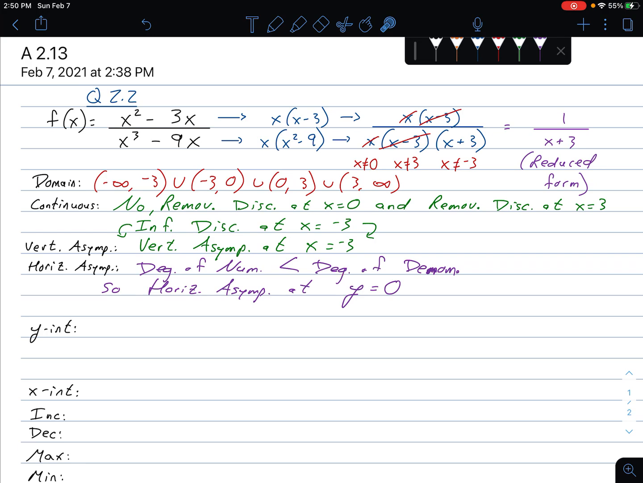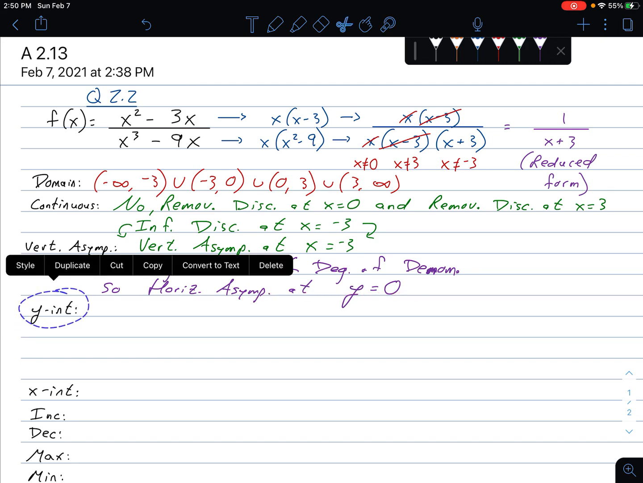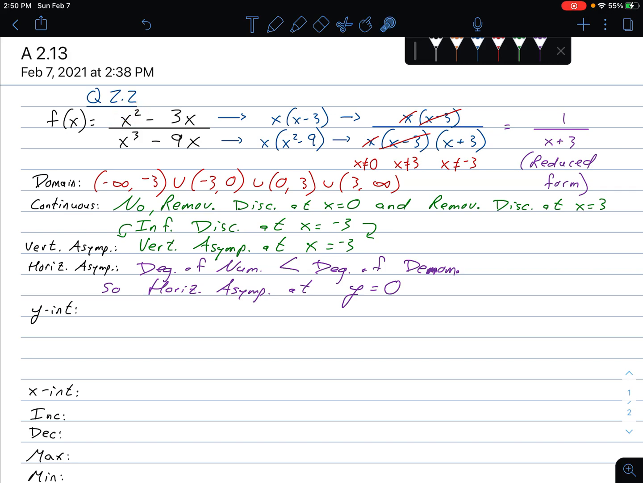Every time the degree, meaning the power, x to the third, of the denominator is larger than the degree of the numerator, x squared, there's always a horizontal asymptote at y equals 0. Okay? If the top were larger, if this were an x to the third and this were x squared, there would be none.